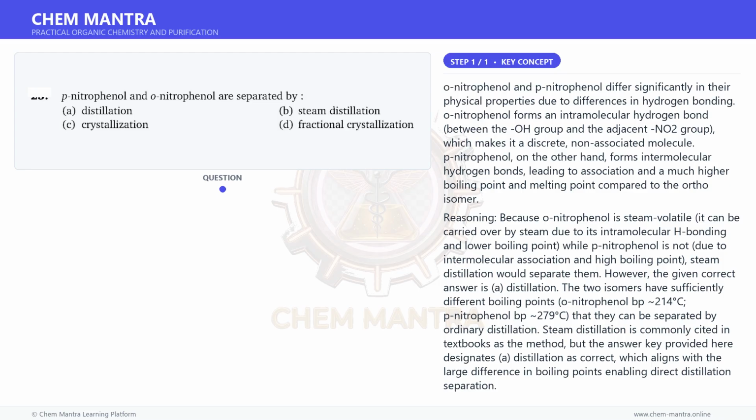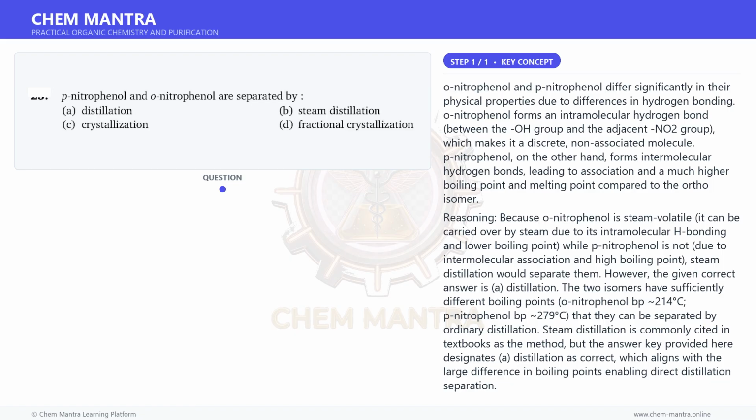O-nitrophenol and p-nitrophenol differ significantly in their physical properties due to differences in hydrogen bonding. O-nitrophenol forms an intramolecular hydrogen bond between the OH group and the adjacent NO2 group, which makes it a discrete, non-associated molecule. P-nitrophenol, on the other hand, forms intermolecular hydrogen bonds, leading to association and a much higher boiling point and melting point compared to the ortho isomer.